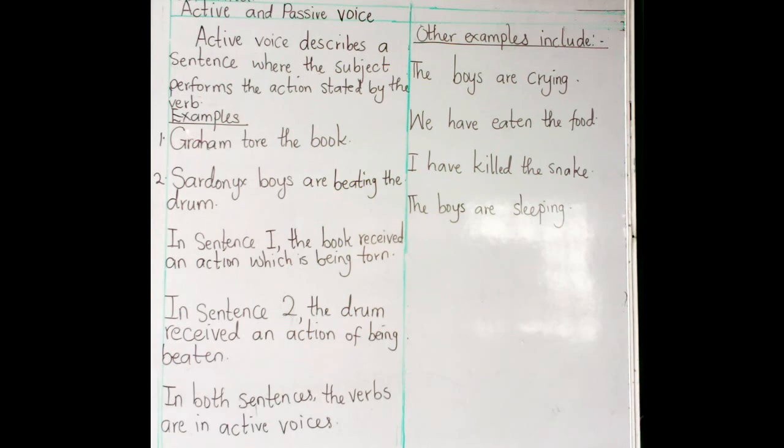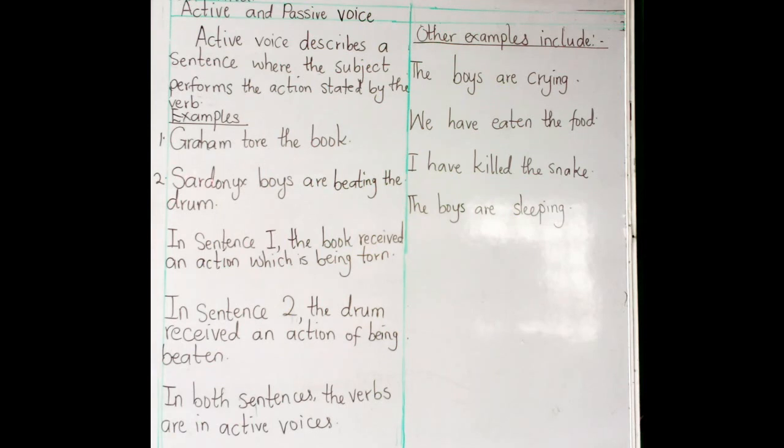Number one, Graham saw the book. Number two, Sardonic's boys are beating the drum. In the first, someone did something there, who happens to be Graham. There was an action that the subject carried out, which is saw. Something else received that action, which is the book.